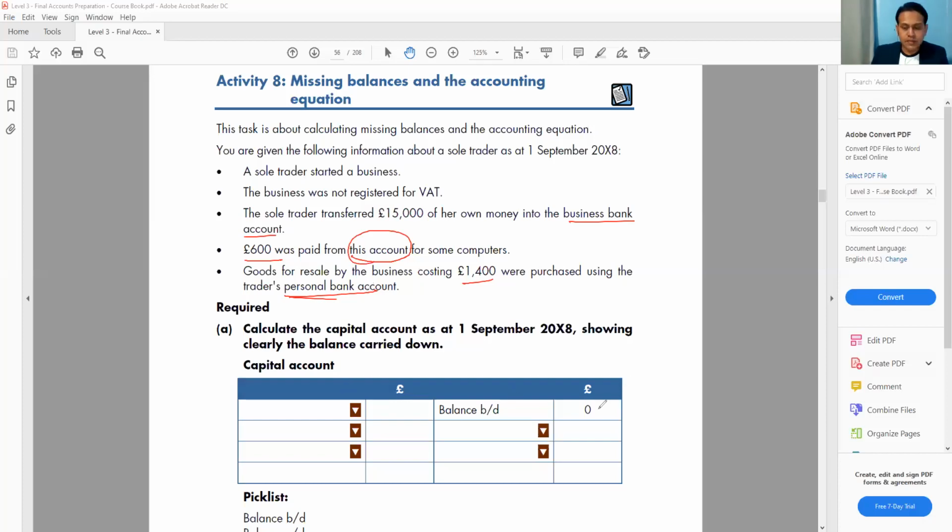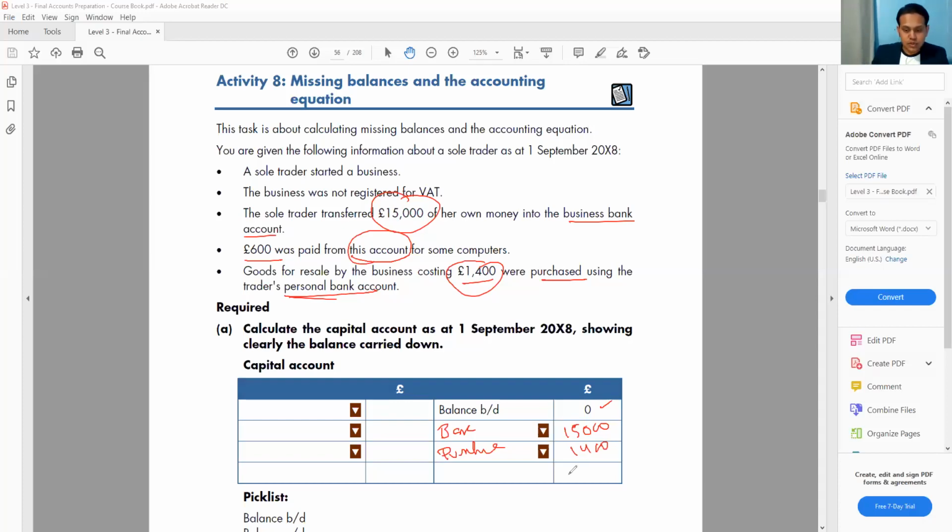So opening balance, we don't have any opening balance. The opening capital is 0. The next one we have is bank. How much did you deposit to the bank? 15,000. We deposit that to the bank, and again we put 1,400. I bought something, isn't it? So I put purchase 1,400. Even though he didn't deposit the money into the bank, it is still part of the capital because he used his personal money to buy something for the business.